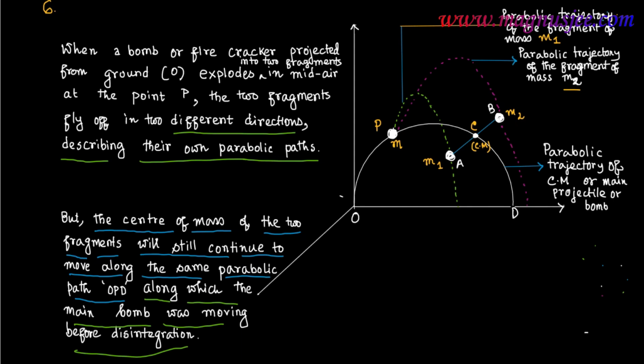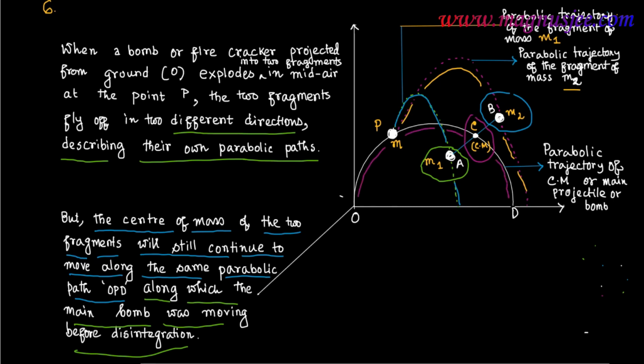So in the diagram, the fragment of mass m1 will describe this type of parabolic trajectory. The other fragment of mass m2 will follow this parabolic trajectory, and the center of mass of the system of two fragments will follow this type of parabolic trajectory, same as the parabolic path described by the main bomb.